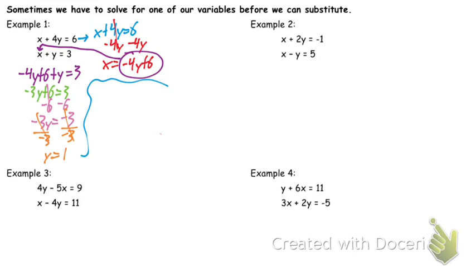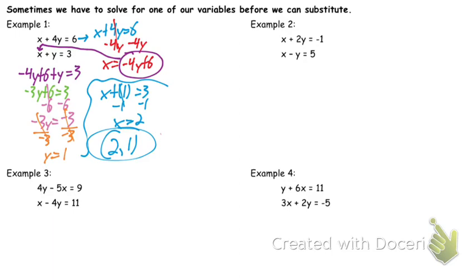You have the choice here. You should get the same answer, which is the nice thing. X plus 1 instead of y equals 3. Subtract 1. X is 2. So 2 comma 1 is our answer. Okay, any questions on that one?